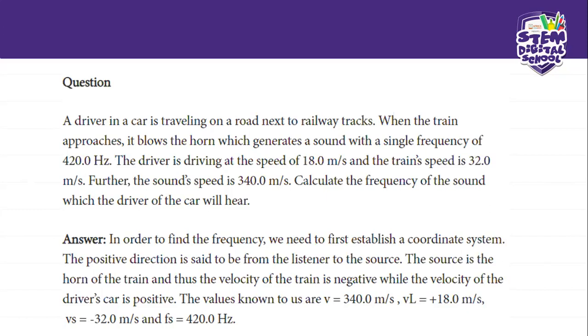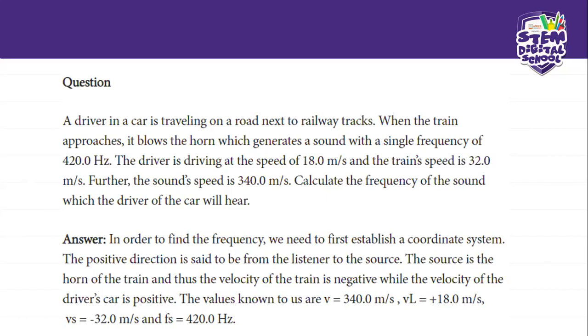So answer, in order to find the frequency, we need to first establish a coordinate system. The positive direction is said to be from the listener to the source. So the source is the horn of the train, and thus the velocity of the train is negative, while the velocity of the driver's car is positive.